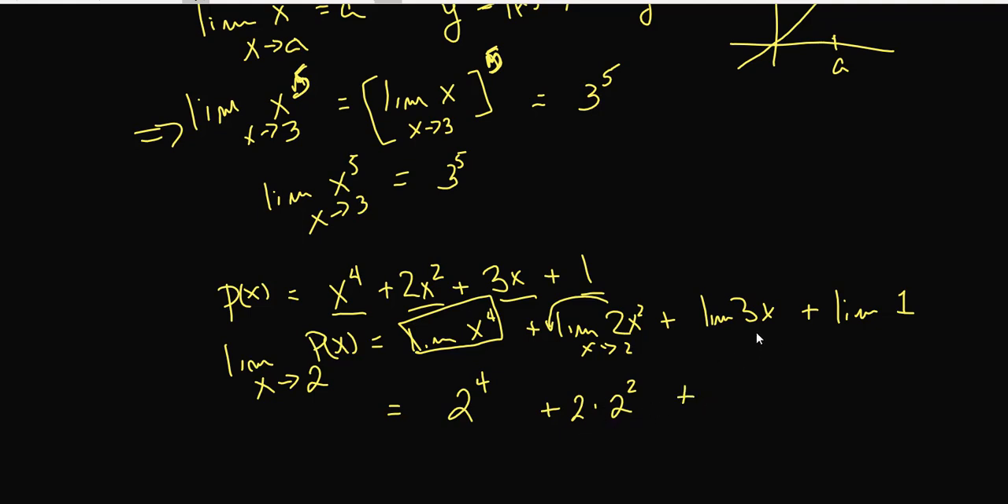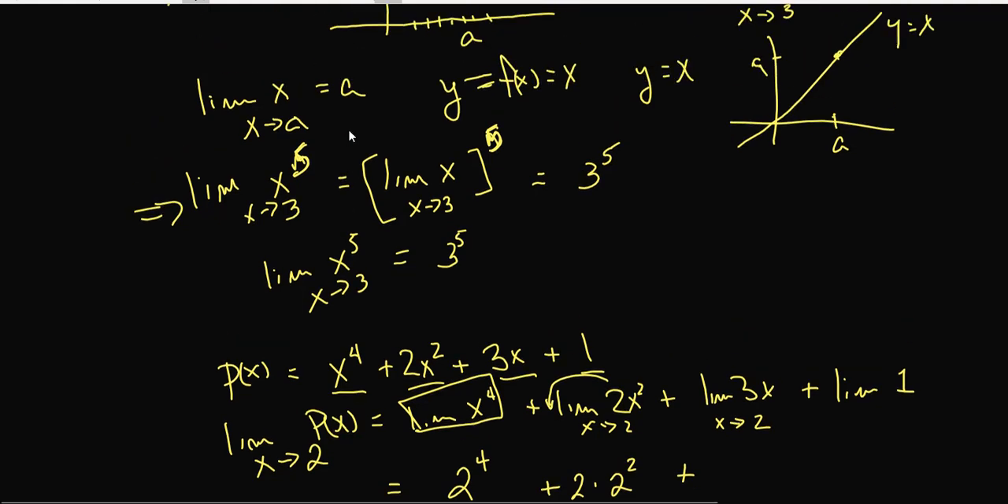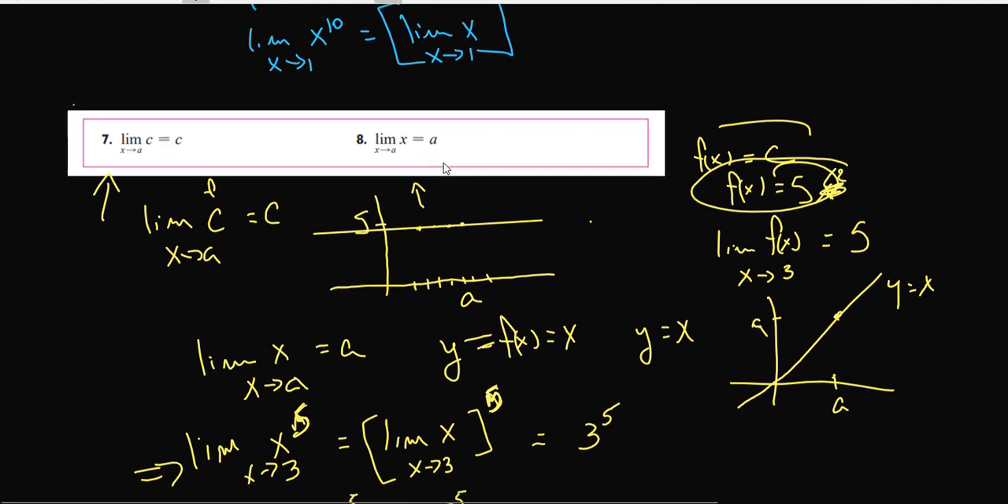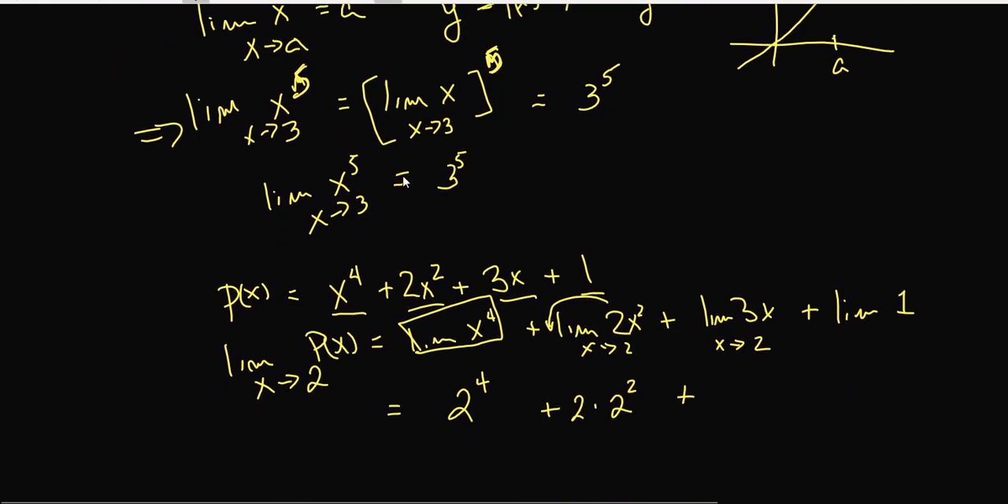And then this one, again, we can pull the 3 out because of one of our rules. And then we have the limit of x as x goes to 2. And we did that also. That was one of our rules: the limit of x as x goes to a is a. So the limit of x as x goes to 2 is 2. So we pulled out the 3. And then we got, well, I guess I'll write it out.